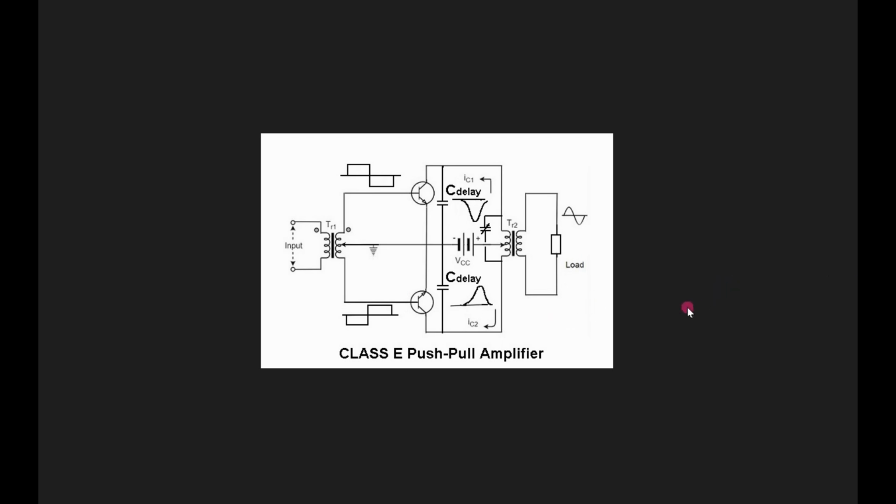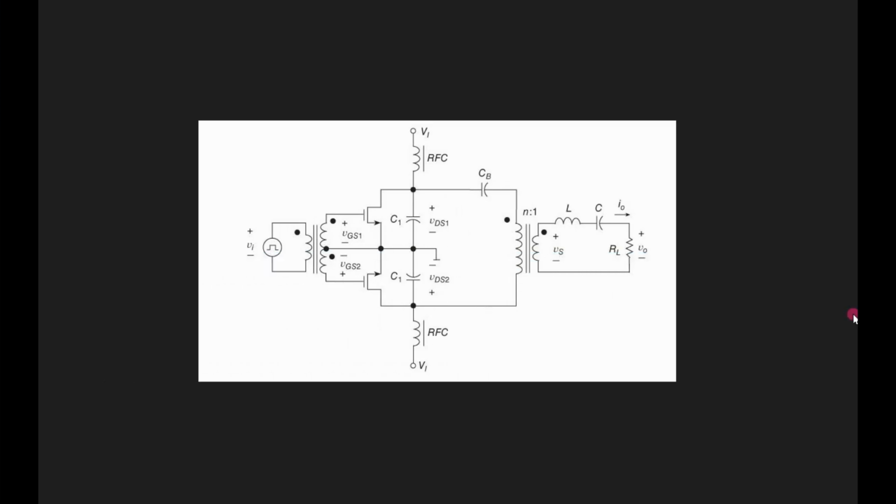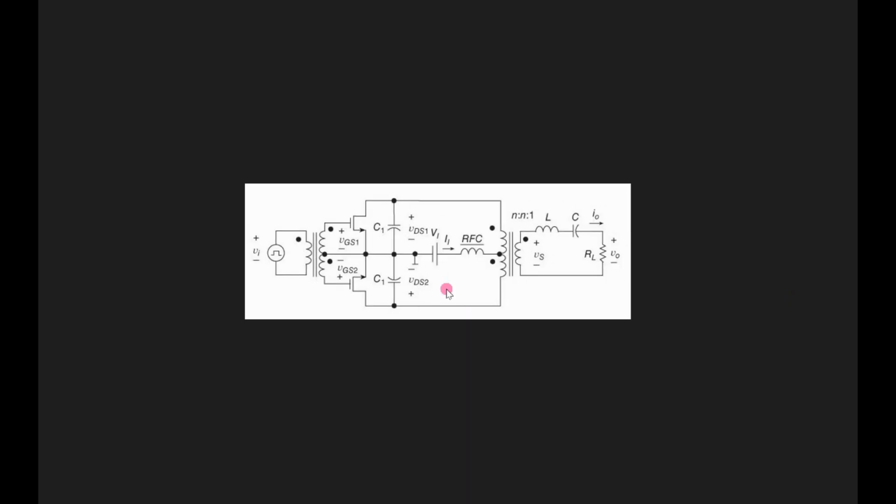Now for Class E, push-pull, we have to put the delay in, of course, but it works exactly the same as the other push-pulls. And you get all of the benefits of push-pull with push-pull Class E. Here's a practical example of a push-pull Class E amplifier. And now we have taken the inductors and we've brought them into the center tap coil, simplifying the circuit.